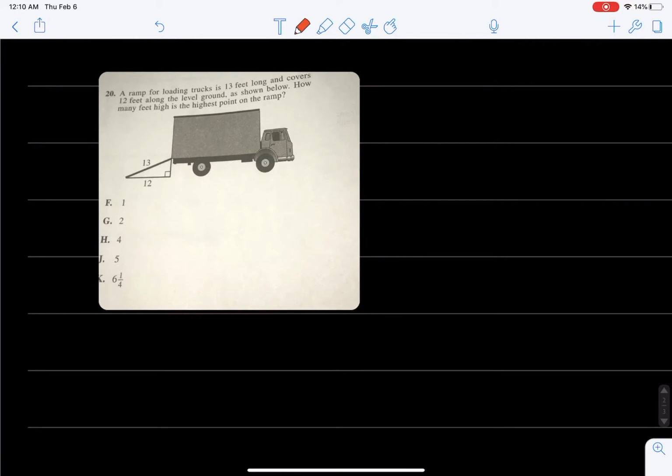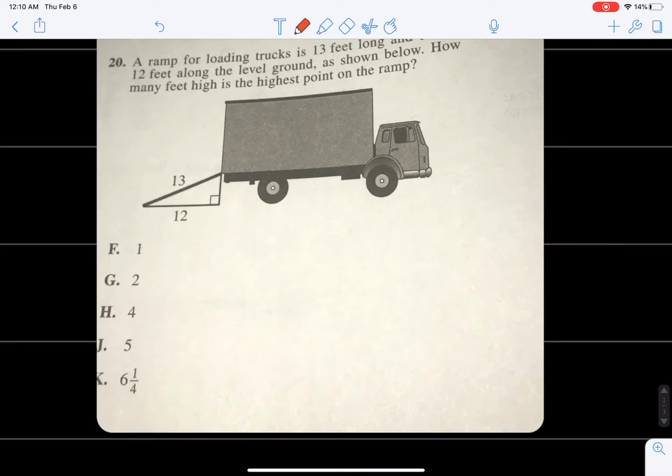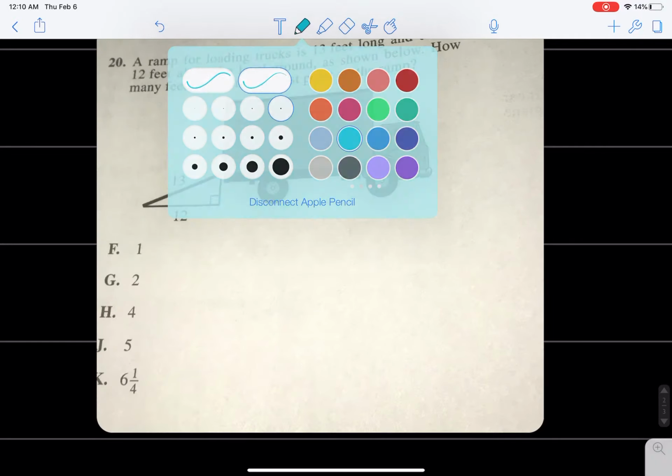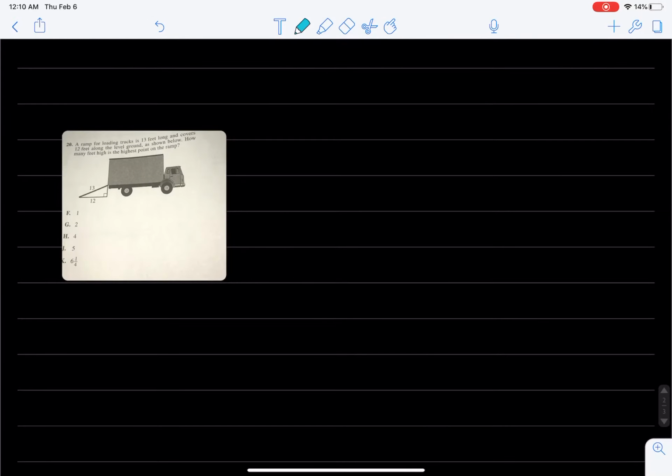Okay. A ramp for loading trucks is 13 feet long and covers 12 feet along the level ground. How many feet high is the highest point? So we have a right triangle, which is nice. I'm gonna make it bigger.